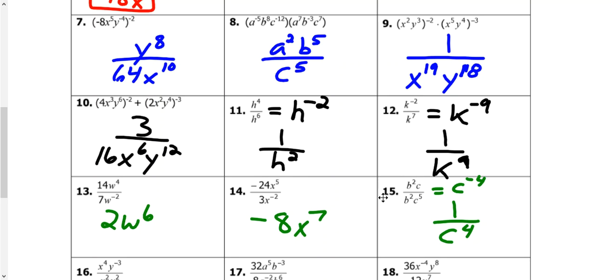And over here on this one, as we did over here, we're just subtracting. So b squared divided by b squared, subtract 2 minus 2 would be 0, so the b disappears. And then you have c to the first divided by c to the fifth, so 1 minus 5 would be a -4, so the answer would be 1/c to the 4th.